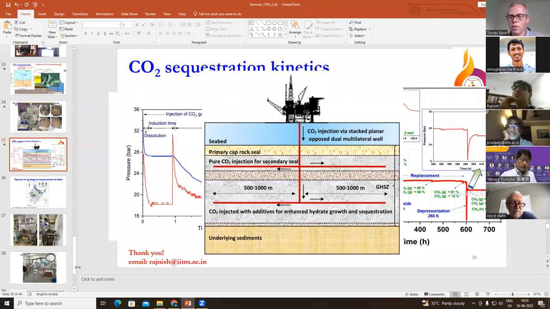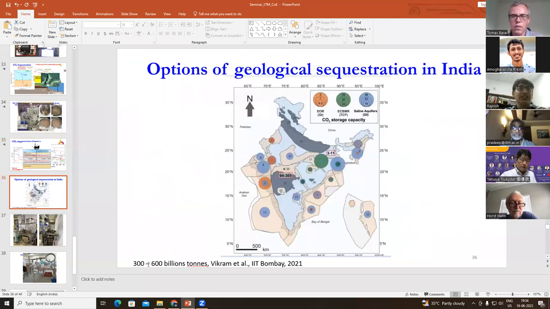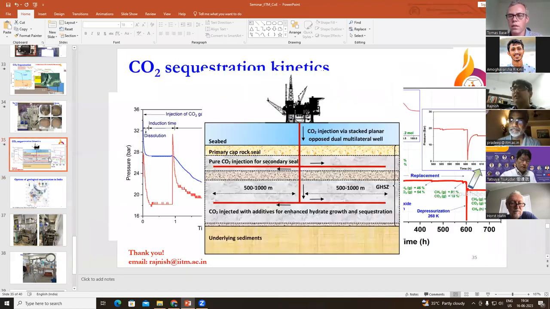As of today, the only way to become CO2 neutral or net zero by 2070 or 2050 is to sequester most of the CO2 under the seabed, 100, 300 meters down, or there are many other saline aquifers. In India, there is around 300 to 600 billion tons capacity. So the point I am trying to make is that there are ways, it will cost you money, but there is no other way out of it actually.